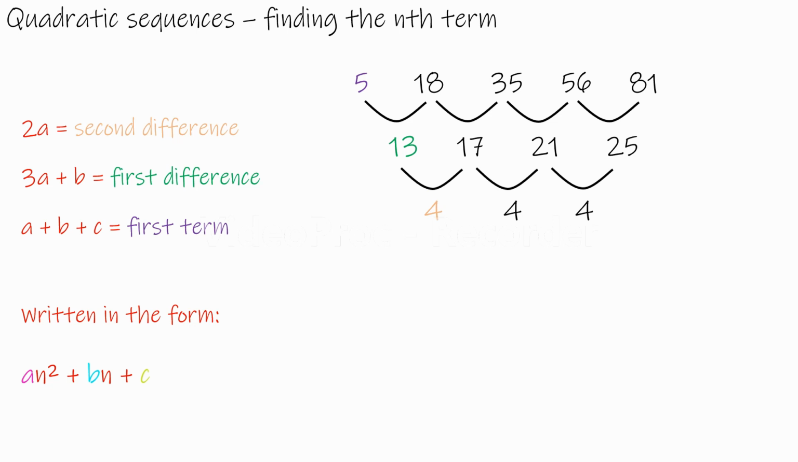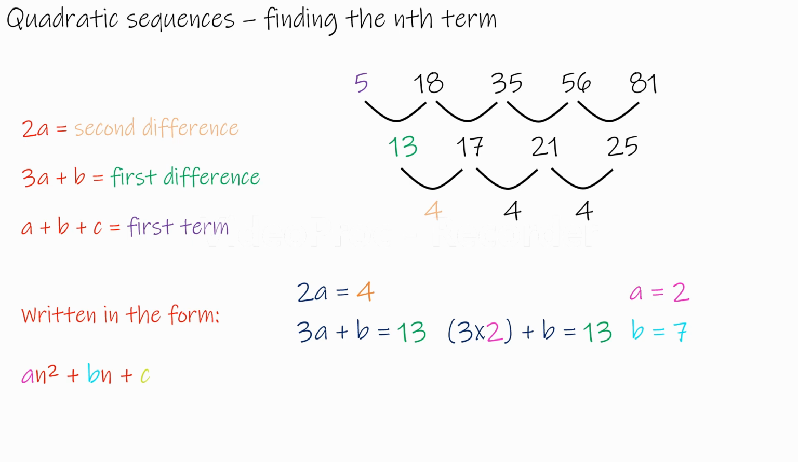Now, let's find a. 2a is our second difference, so here 2a is 4, meaning a equals 2. 3a plus b is our first difference, or the green 13. Therefore, we know that 3 times 2, because a is 2, plus b equals 13. 3 times 2 is 6. 13 take away 6 is 7, meaning b equals 7.